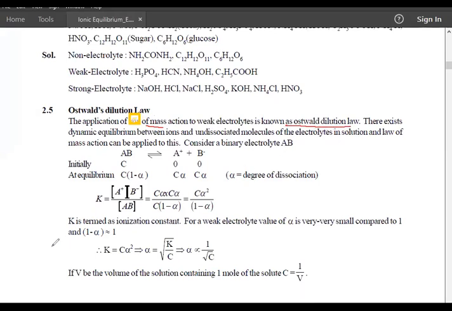And I can say that the degree of dissociation will be inversely proportional to the square root of concentration. Okay, got it, everyone? Tell me, got it? Yes or no? Anyone have any issue in this? No? Very good, everyone.